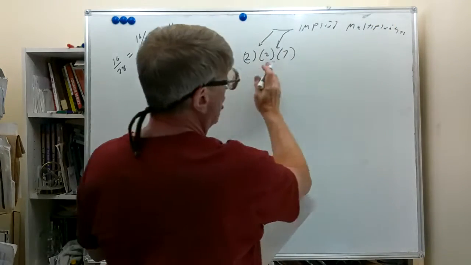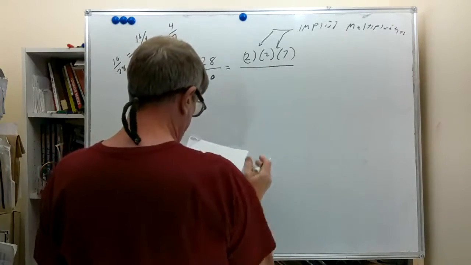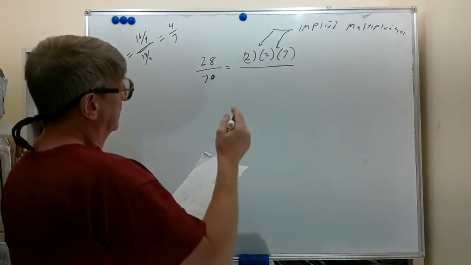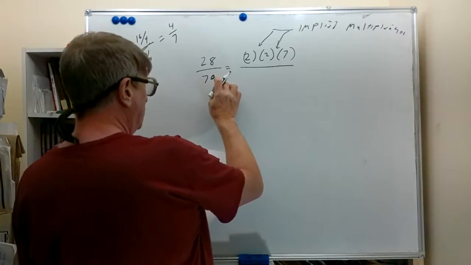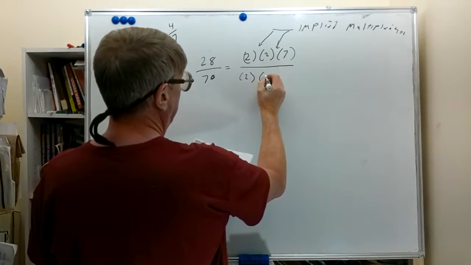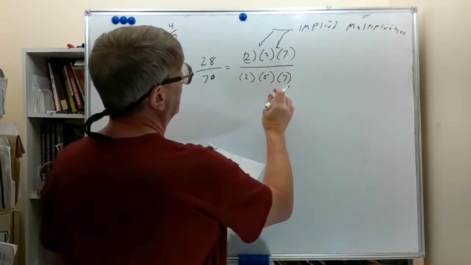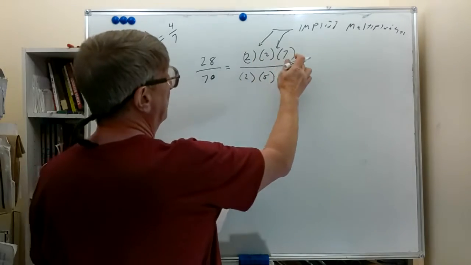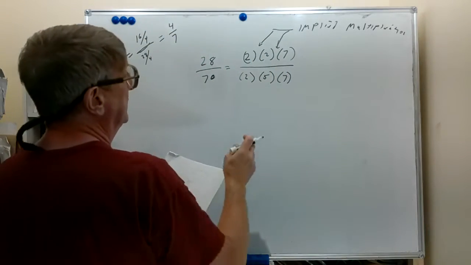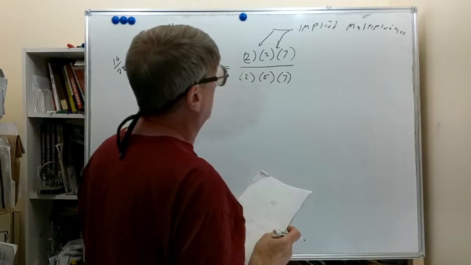So we don't need to put any multiplication signs when we do it that way. If we take the denominator and do the same thing, we get a factor of 2, another factor of 5, and another factor of 7. Now we'll take a look at this. 2 times 2 is 4, times 7 is in fact 28. And 2 times 5 is 10, times 7 is in fact 70.